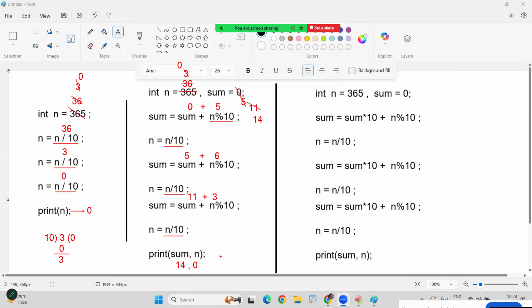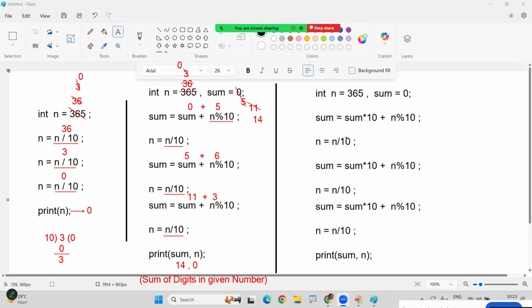See what is happening here? Sum of digits: 3 plus 6 plus 5, 14 came. Which program is this, if you want to write it? In a while loop, again I'll explain. Sum of digits in a given number is the program.